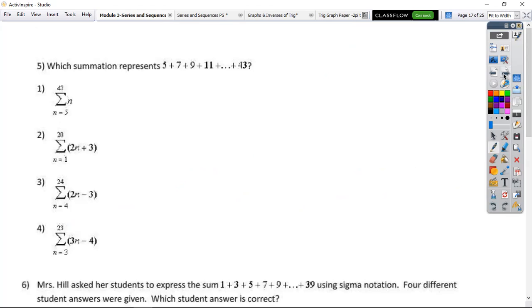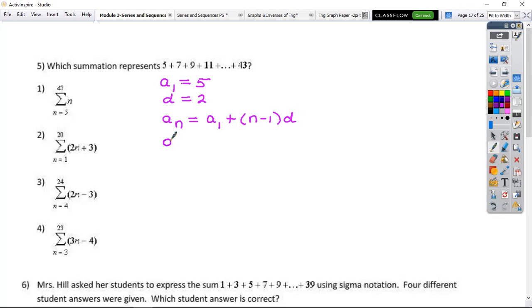So number 5 says, which summation represents this sequence? So first thing we look at when we have a sequence is the classification of what type it is. Is this type arithmetic or geometric? Arithmetic. What is my common difference? Good. So what you're going to do is you are going to look at your formula sheet where it says arithmetic sequence, and we're going to use this one again. But what's going to be different today is you are not going to know the n. You're going to leave the n as a variable because you're going to write a formula for these.